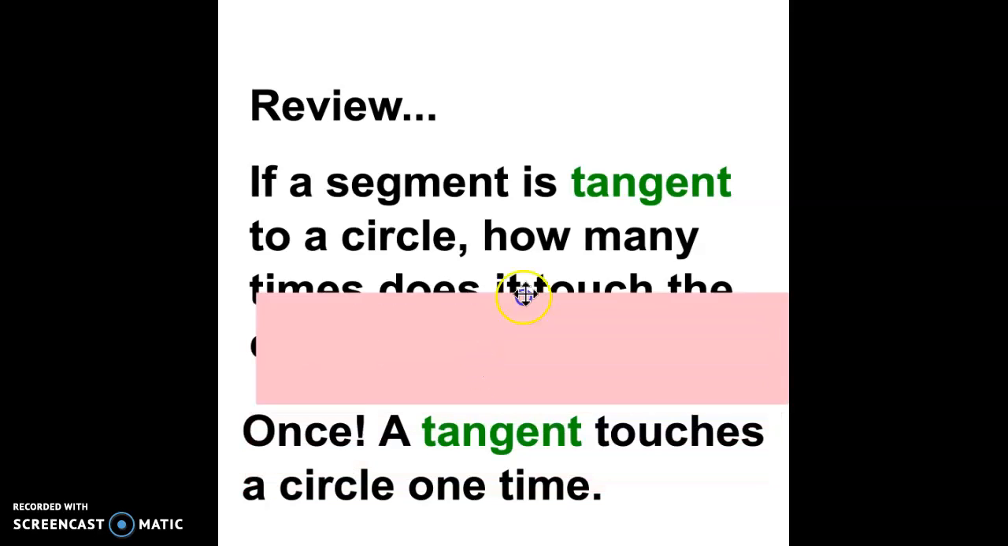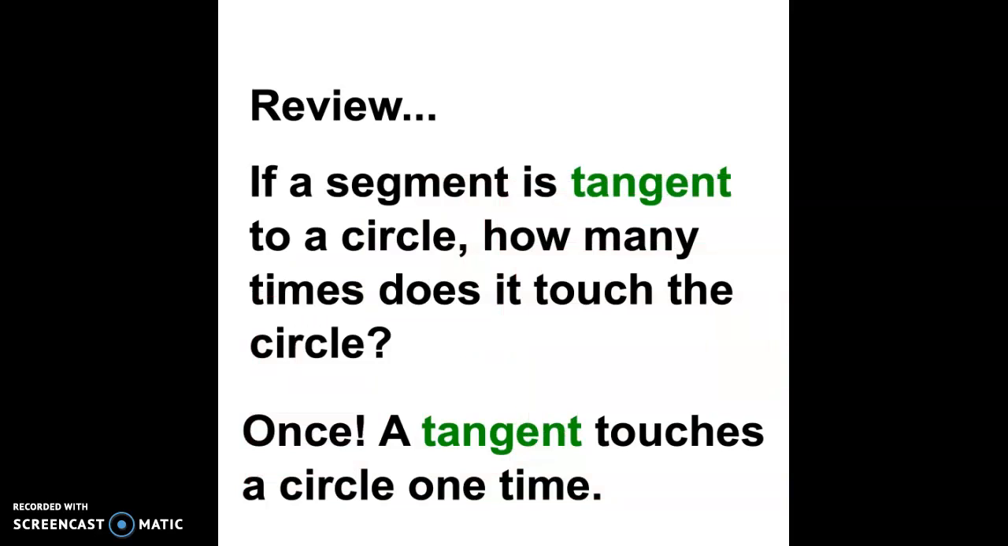Hopefully, the answer that you put in there is once. A tangent touches the circle one time. So, if something is tangent to a circle, it's going to touch the circle one time. And remember, we called that point where the tangent touches the circle the point of tangency.